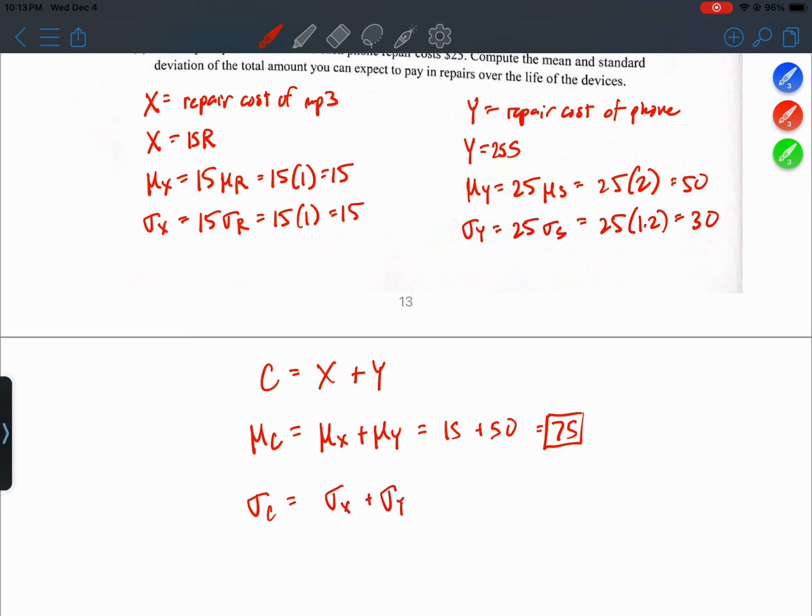The standard deviation is going to be not this, right? You're not adding the standard deviations. You're going to add their variances and then square root. So the variance of X, that'll be 15 squared. Variance of Y, that'll be 30 squared. And then we'll have to take a square root. So 15 squared plus 30 squared, square root of that is 33.54.